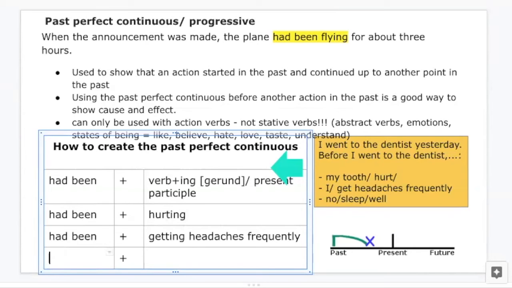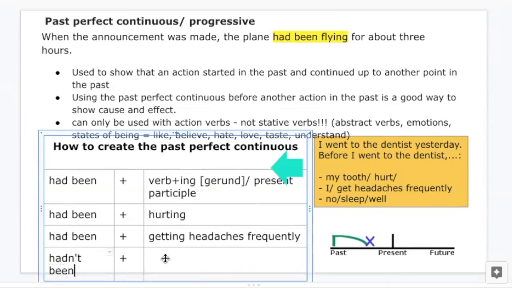And the last one? I hadn't been sleeping well. Good. Very good. Okay. Great. Do you have any questions about this? It's complicated, I know, but with practice, it will start to make more sense.